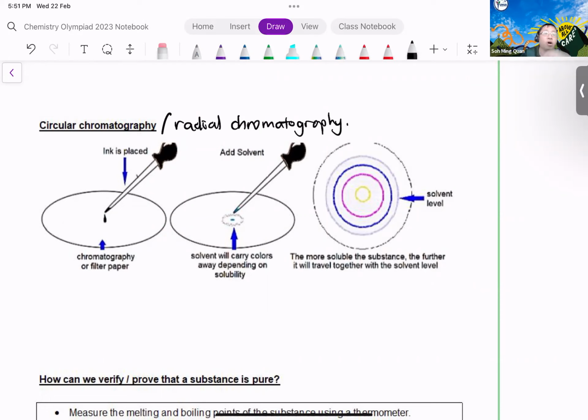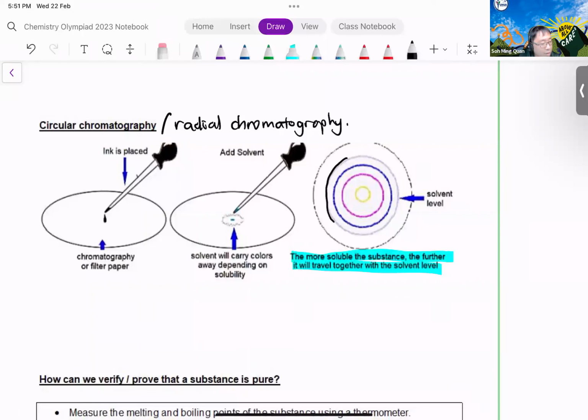It will separate into concentric circles. You need to know the rule is the same. The more soluble the substance, the further it will travel together with the solvent level. Okay? So how do you calculate RF? That's the question, right?